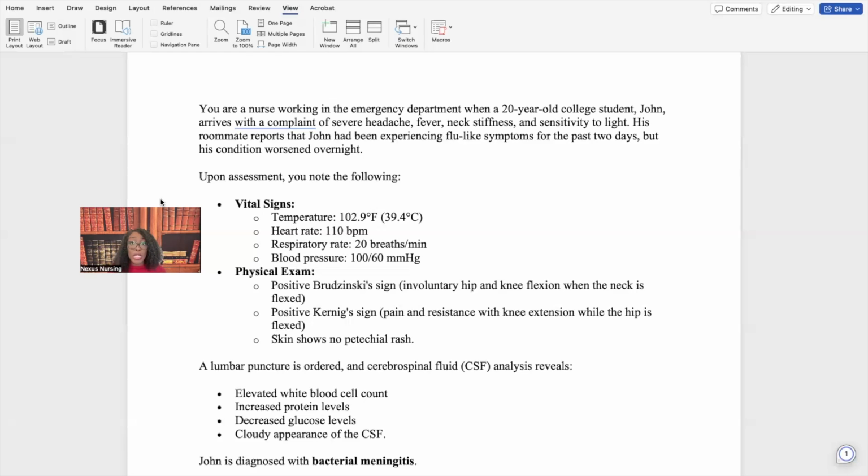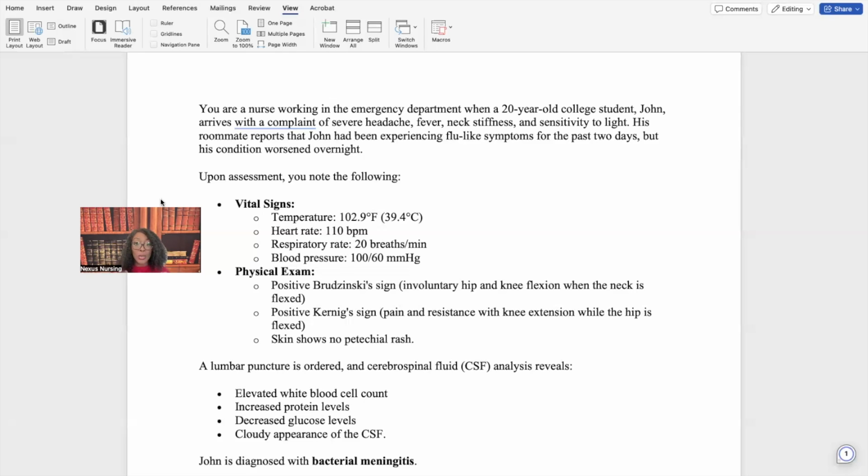So the first thing I would encourage you to do when you're presented with a case study, the first thing you're going to do, highlight, underline, or kind of mark everything that's abnormal. Why? That's going to make all the abnormalities jump out to you so you can create a clinical picture of what's wrong with your patient.